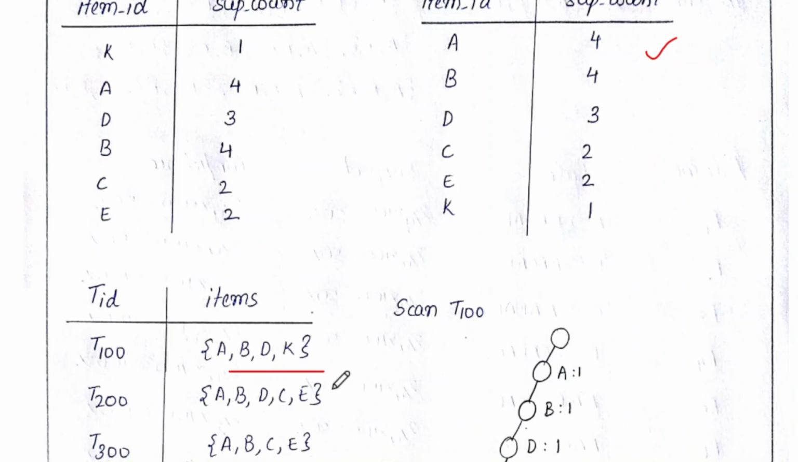So what is my first step here? K, A, D, B. As A is the first one, first I will write A, then B, then D, and then K, as K is the least one. So I am going to write all my list of items in some order. In the same way I have to write it for the T200, T300 and T400 transactions also. All the items I am going to write in sorted form.